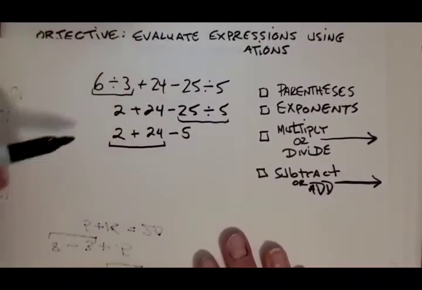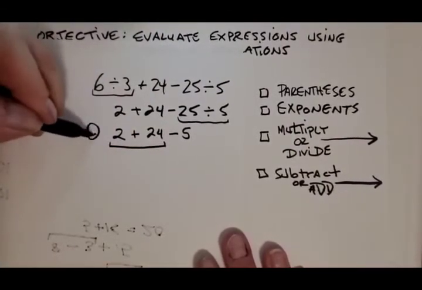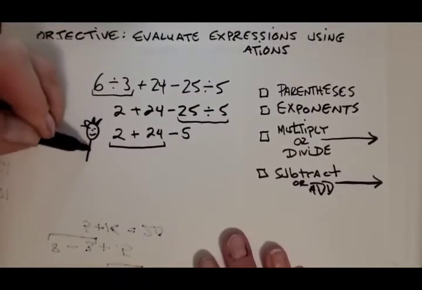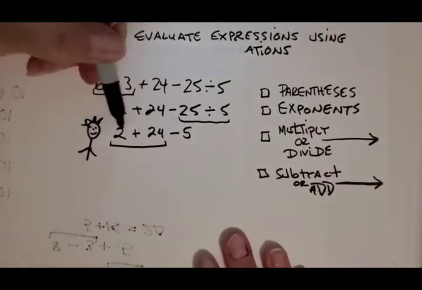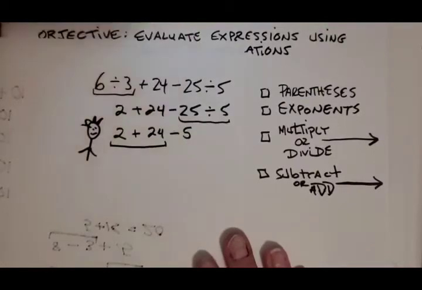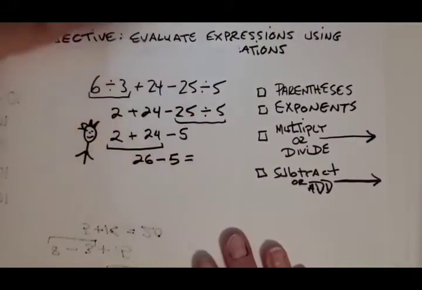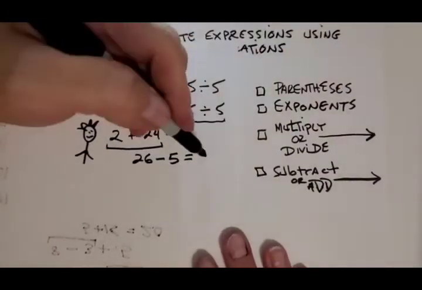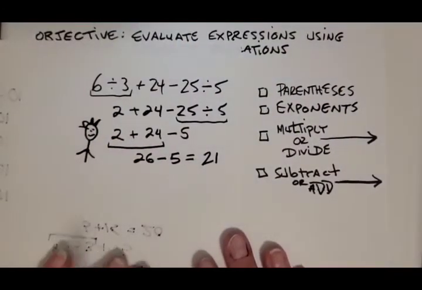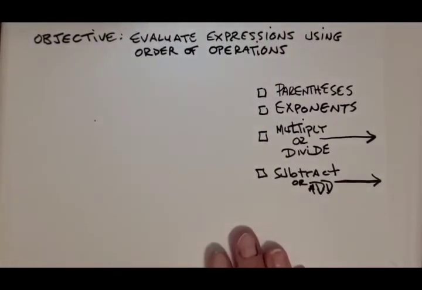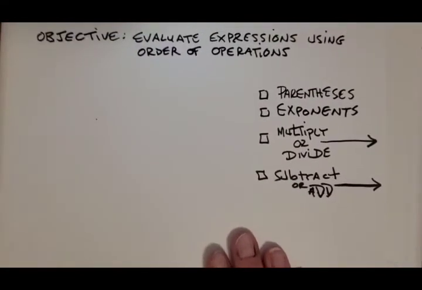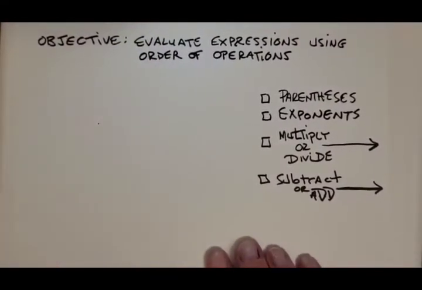It's like waiting in line at the snack bar. Okay? We're waiting to get our food. This operation's first, and then that one's next. So this is 26 minus 5. The last operation in this case is subtraction. Very good. All right. You are following the correct order of operations.